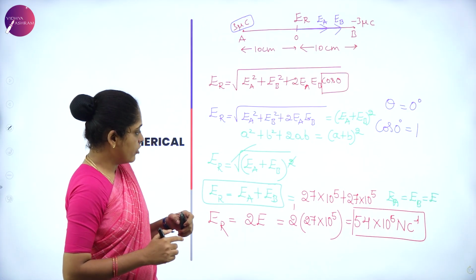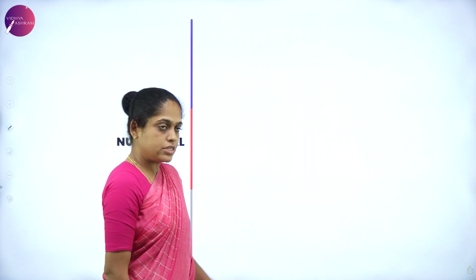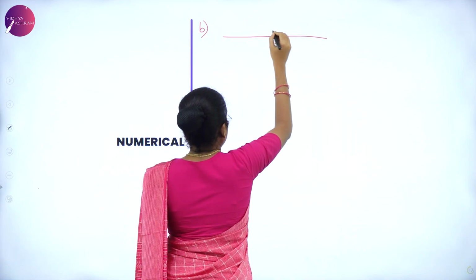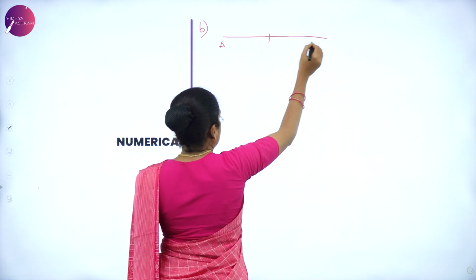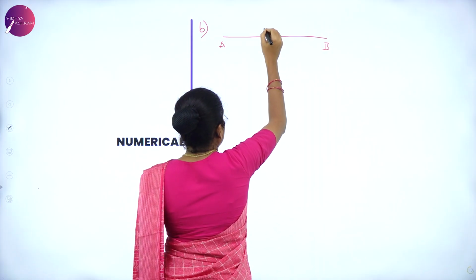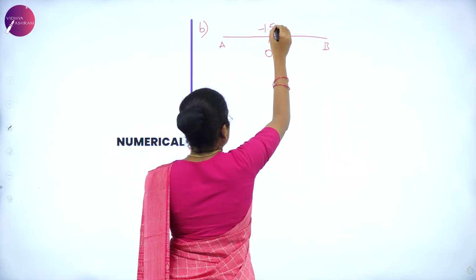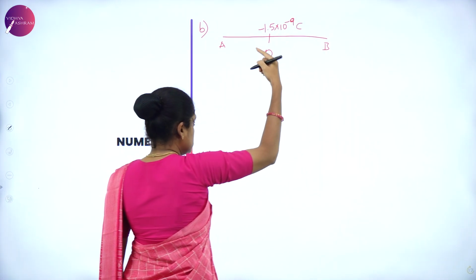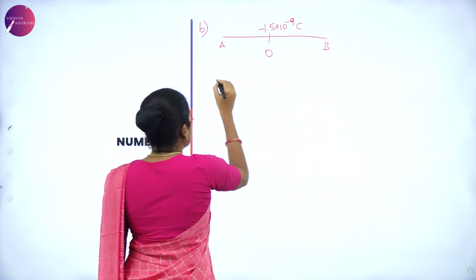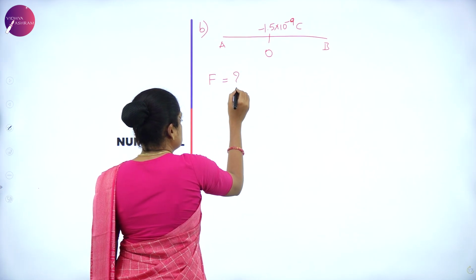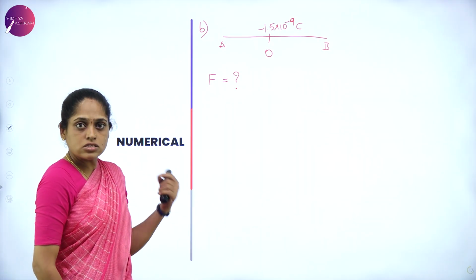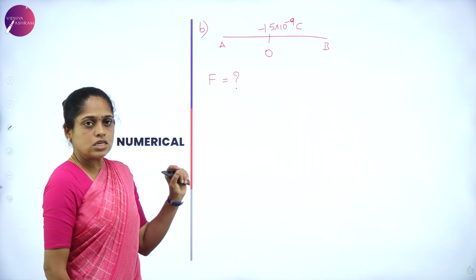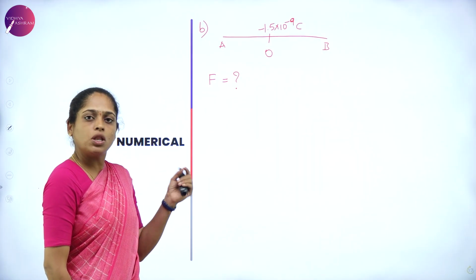Now we need to solve sub-question B. What does sub-question B state? Sub-question B is that at the midpoint of the line joining the two charges, a negative test charge whose magnitude is 1.5 nanocoulomb is placed, then what is the force experienced by this negative test charge? To find the sub-question B answer, we need to use sub-question A.